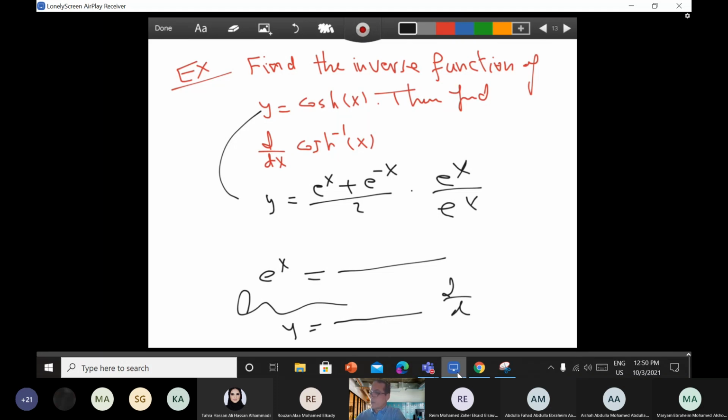So what we have done, just to make a summary for today, we have the hyperbolic function.